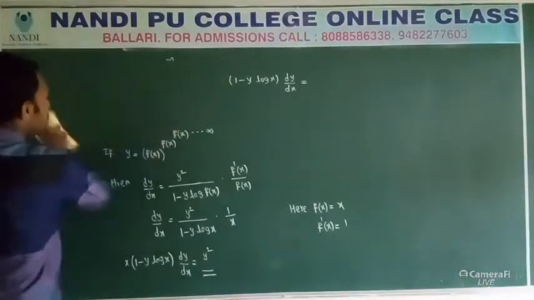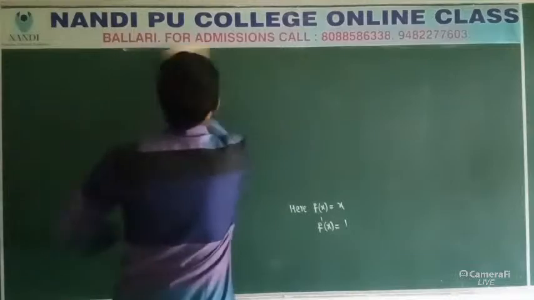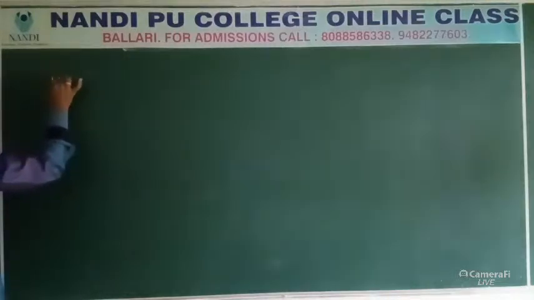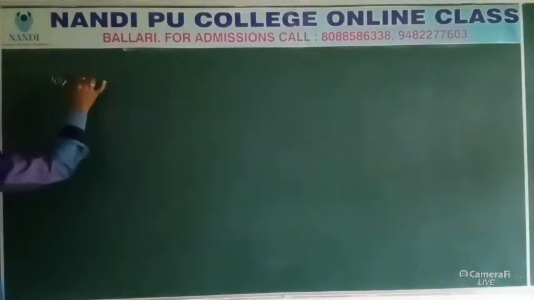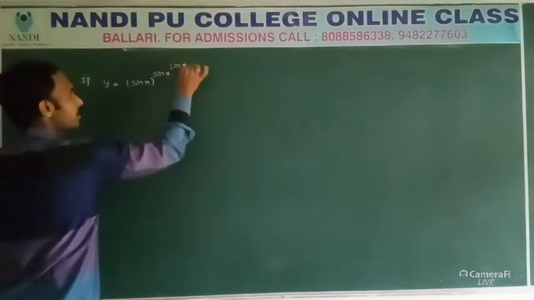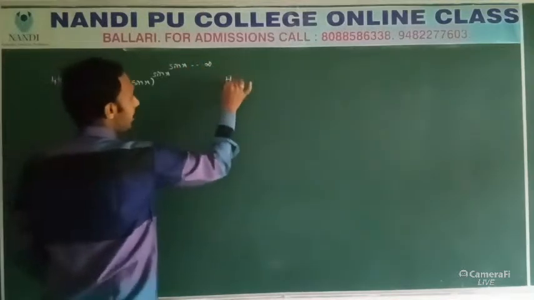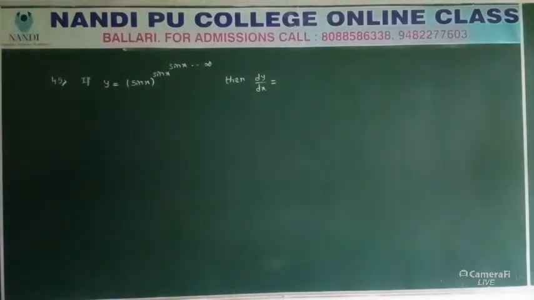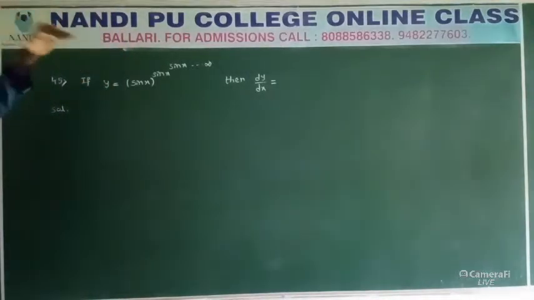Problem number 45. If y is equal to sin x whole power sin x whole power sin x and so on infinity, then dy by dx is equal to? Okay, solution. What is the derivative of this function? So I am writing the formula.